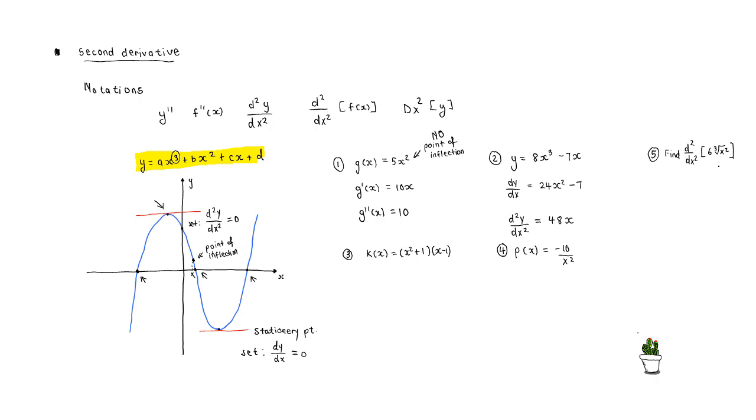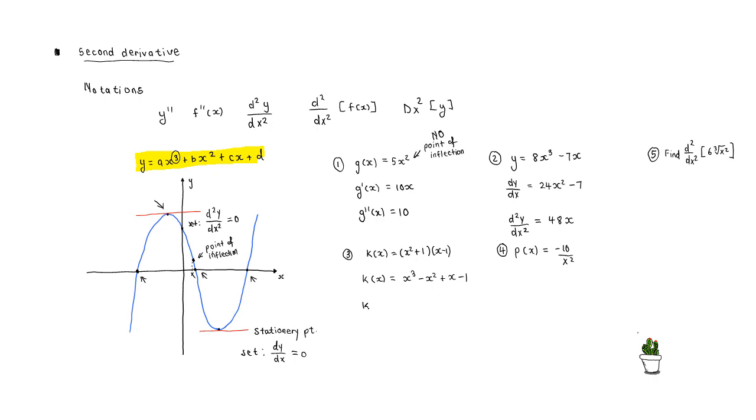Moving on, number 3. We've got k of x equals a product of two functions. Remember that before we can even take the derivative, we have to manipulate this out. So we're going to have k of x equals x cubed minus x squared plus x minus 1. Again, this is a cubic function, so we are now able to take the first derivative.